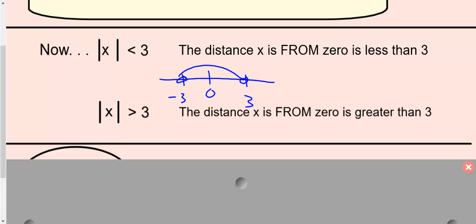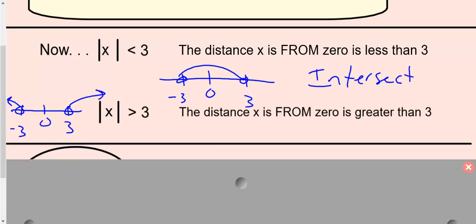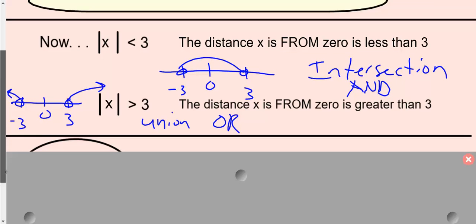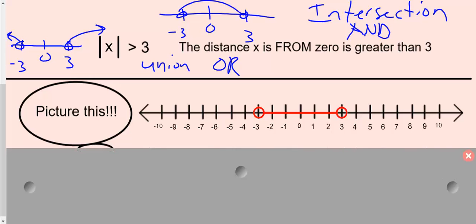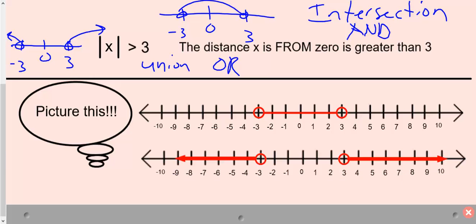Now this one here, all of these numbers greater than 3, 4, 5, 6, 7, all those numbers have a distance from 0 more than 3. Or all of these numbers here have a distance from 0 more than 3. So hopefully you recognize these types of graphs. That is an intersection, it's an and statement. And this is a union, it is an or statement. So there's a little bit of tie-in to compound inequalities. Alright, so there you go. That's just what I graphed up there. It just looks a little bit nicer.